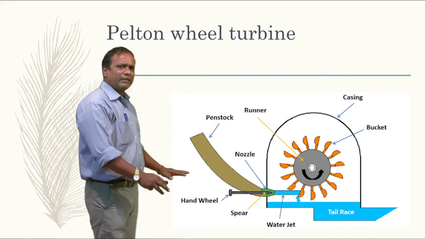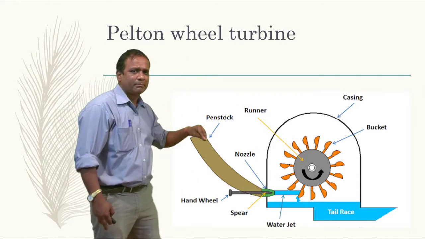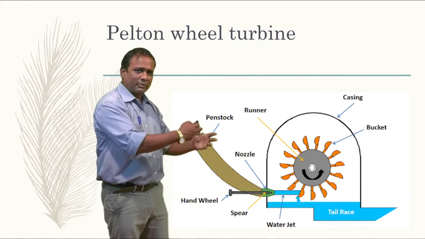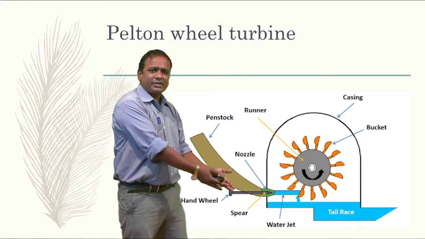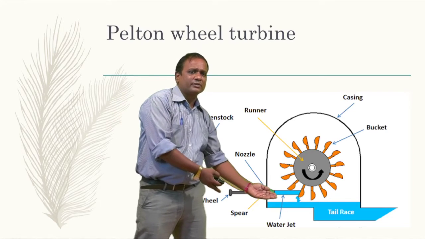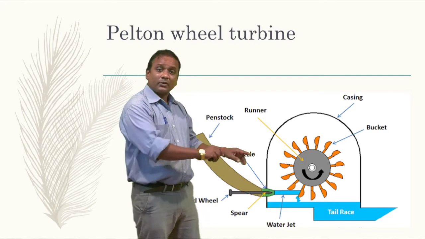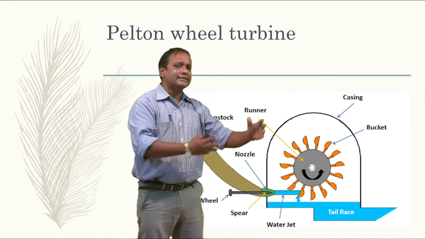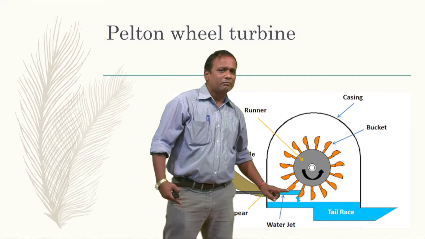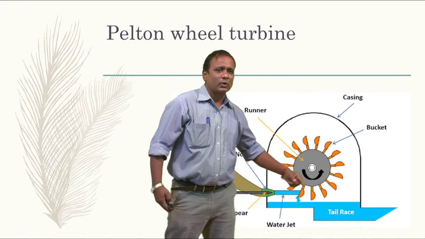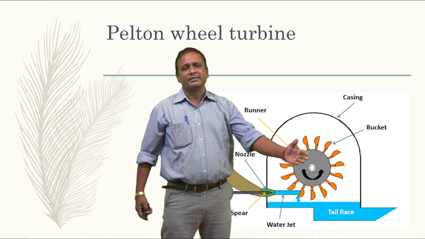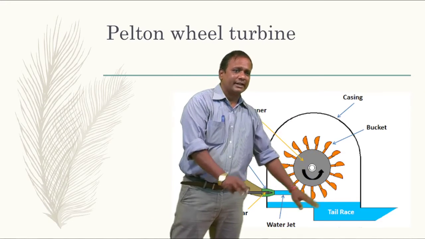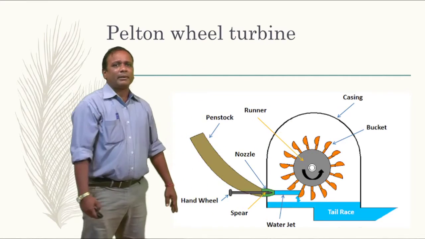The simple way of working is that the water flows through the penstock into the nozzle. As the water flows, it carries pressure energy, and the high pressure water enters the nozzle. At the exit of the nozzle, the pressure decreases and velocity increases, and kinetic energy is developed. That impinges on the bucket, and the bucket starts to rotate. As the whole system is coupled to a generator, power is developed there. Excess water is passed through the tail race. So this is how the Pelton wheel turbine works.